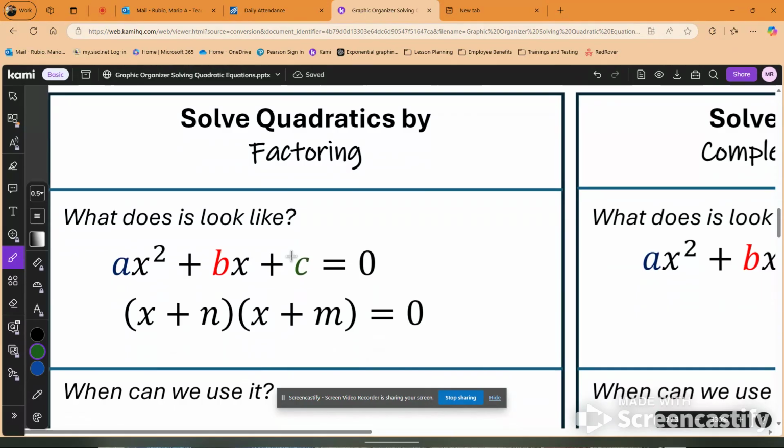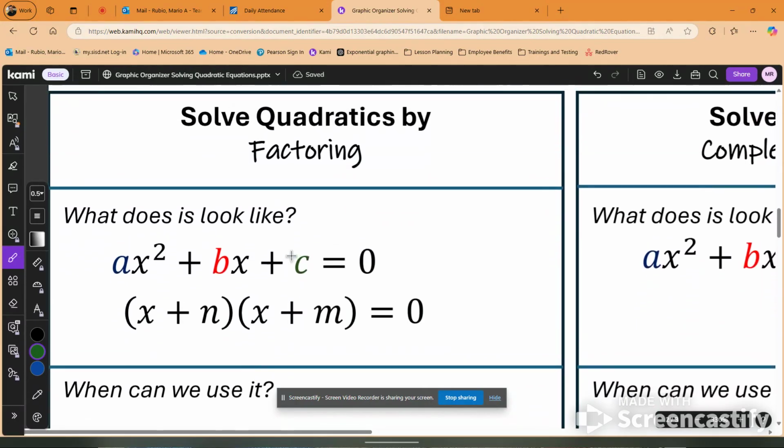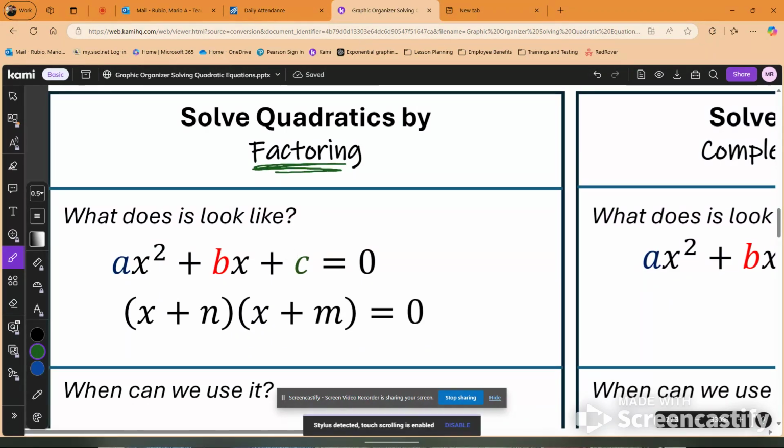So this is the first group, or the first square. Solve quadratics by factoring. We're going to look at what it means to solve by factoring. What does it look like? Your graphic organizer is blank, so you're going to write down these 2 equations. The first thing we need to understand is that this is the standard form of a quadratic equation, so it must look like this.